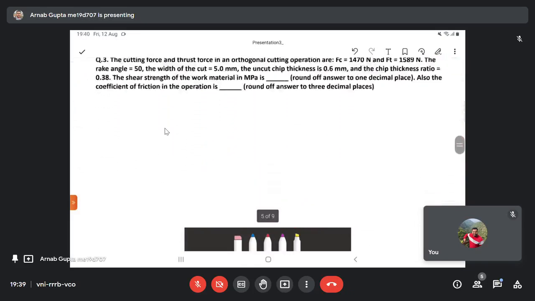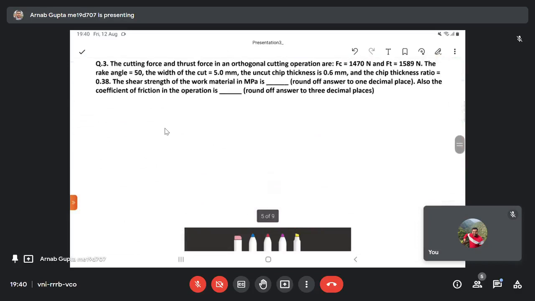Okay. Coming down to the third question. The cutting force and the thrust force in an orthogonal cutting. So these particular terms are important. Orthogonal cutting operation. You must be familiar with these two terms, orthogonal cutting and oblique cutting. What is the difference between orthogonal and oblique cutting? Anyone? What is the fundamental difference between orthogonal cutting and oblique cutting?